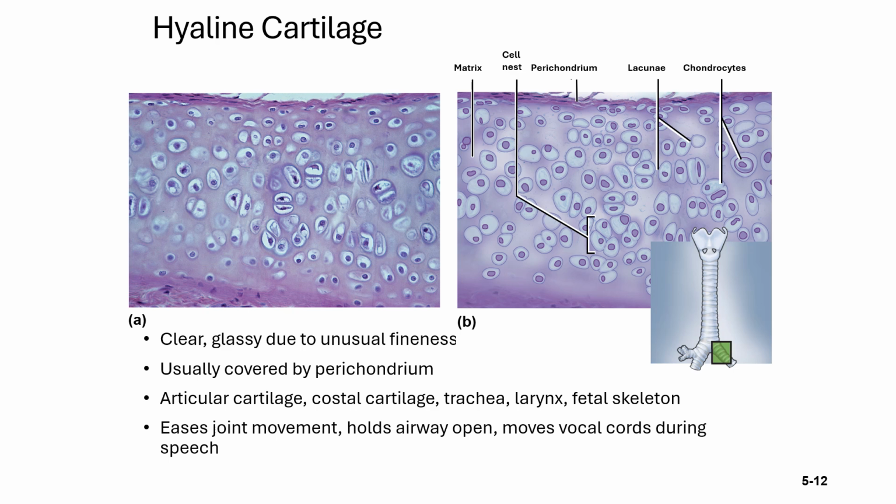It is also seen covering the ends of bone, which is known as the articular cartilage, and the articular cartilage makes joint movement much easier. Again, you have the costal cartilage, which connects the ribs to the sternum.